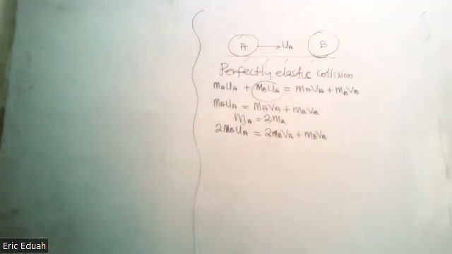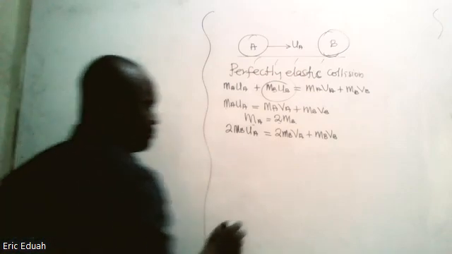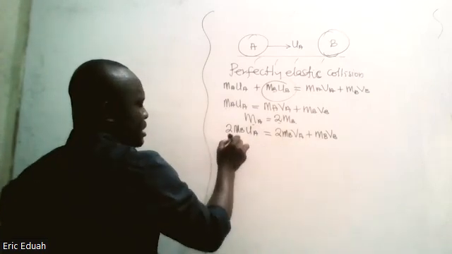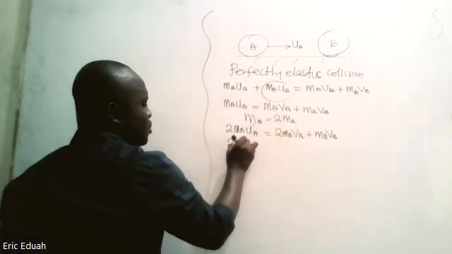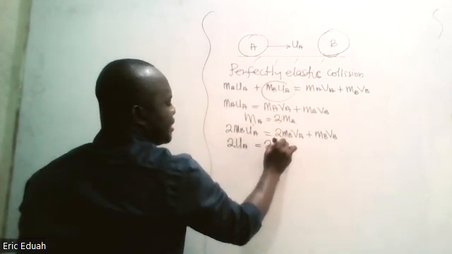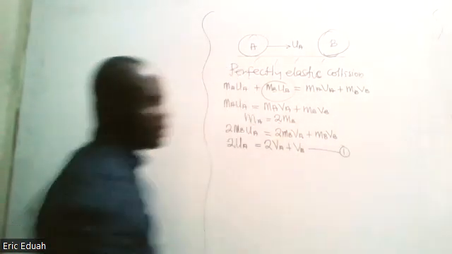Can we eliminate something here? Class, what can we eliminate? You can eliminate an MB. Good. So when you divide through by MB, you cancel out MB. So we have 2 UA is equal to 2 VA plus VB. And this is your equation 1.